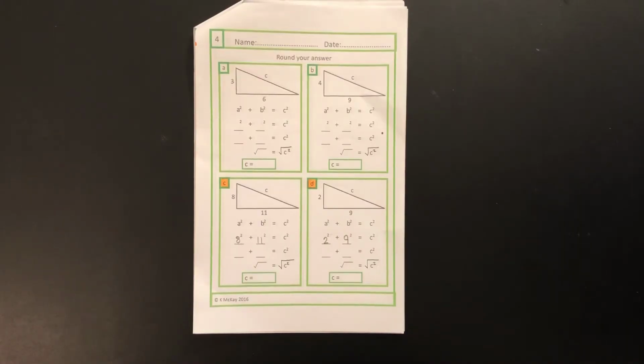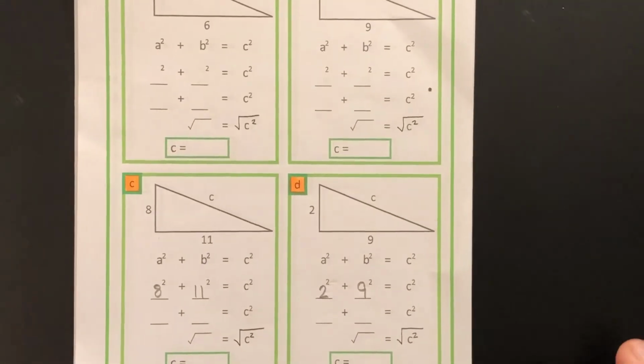Let's use the Pythagorean theorem again to find the hypotenuse of right triangles. We're doing page 4 today. C and D together, you do A and B on your own.